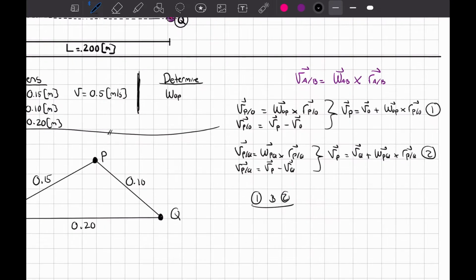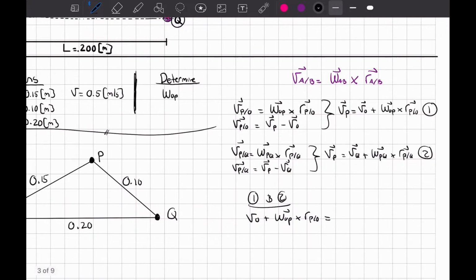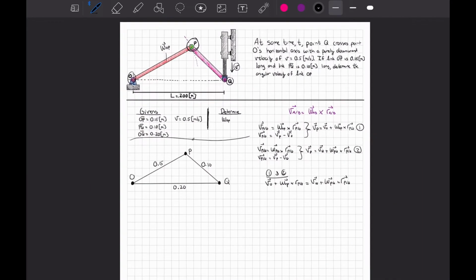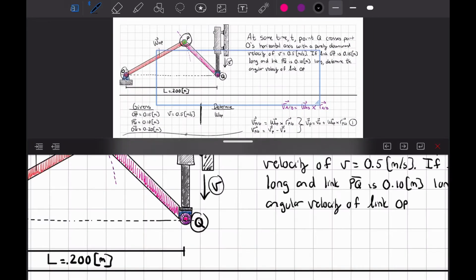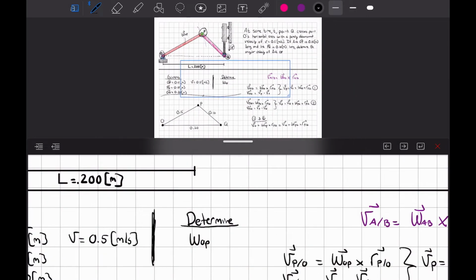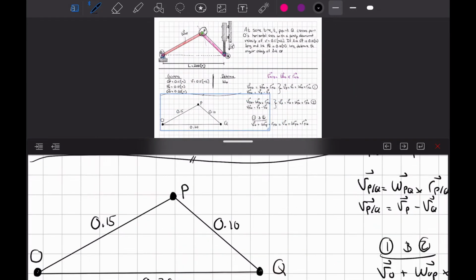we can see that V O plus omega OP cross r P with respect to O is going to be equal to V Q plus omega PQ cross r P with respect to Q. Okay? Maybe I'll pull up my little box. Maybe that'll be easier to see as we proceed forward.